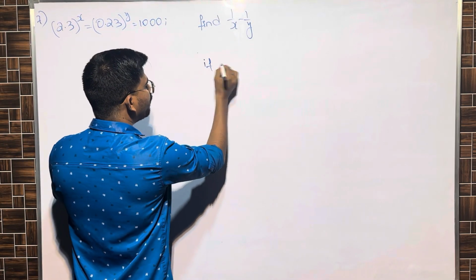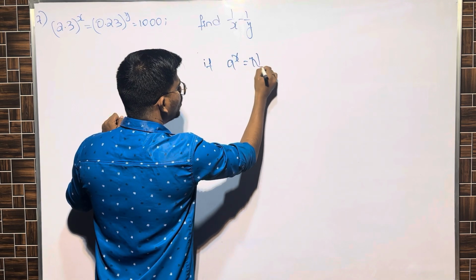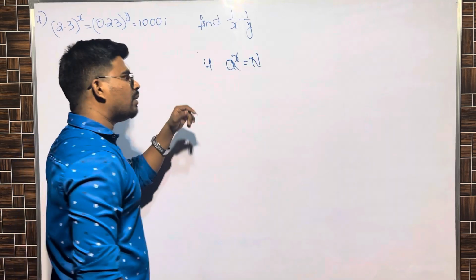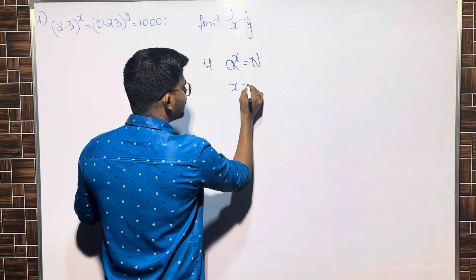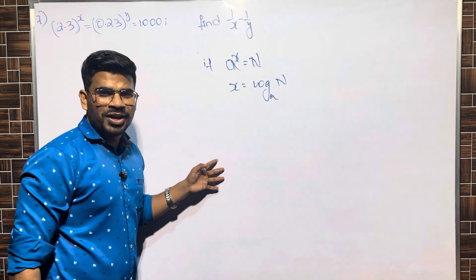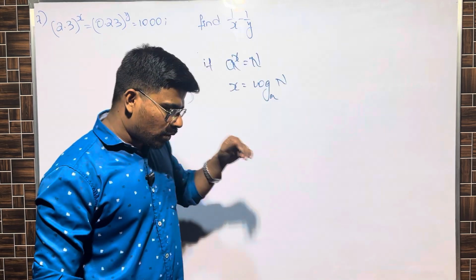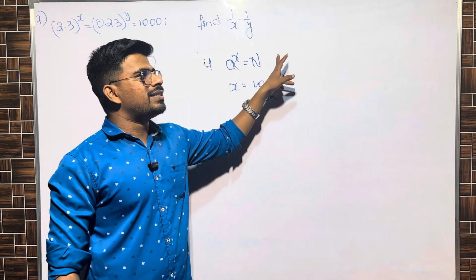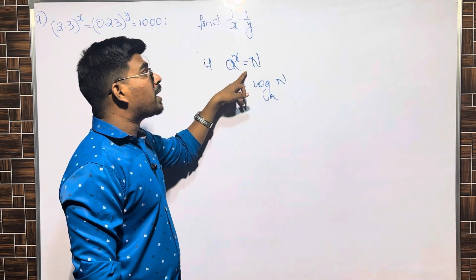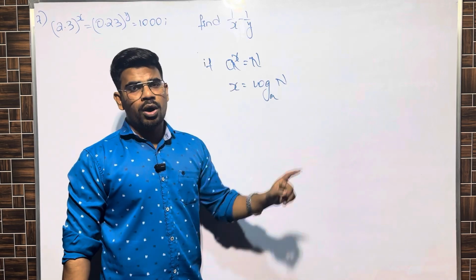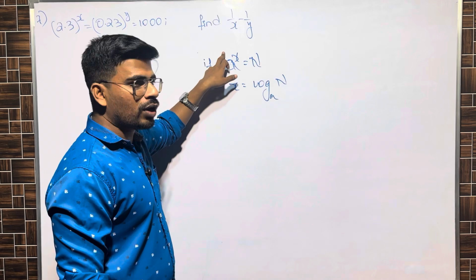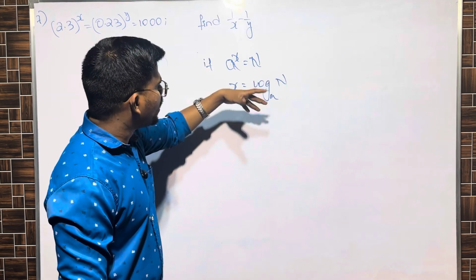If a power x is equal to n, we can write this as x is equal to log n to the base a. You must be wondering what I am writing. There is nothing out of the box. See, a power x is equal to n is nothing but the exponential form. I am converting exponential form to logarithmic form. If there is a base which is a normal number, and in the power you have a certain number and there is the value, you can convert it into the logarithm form.